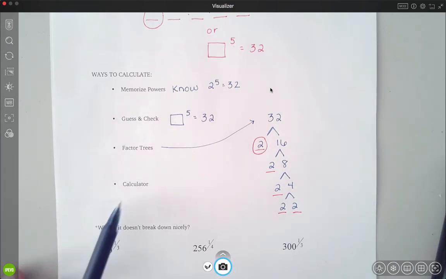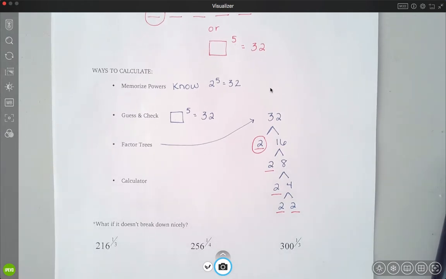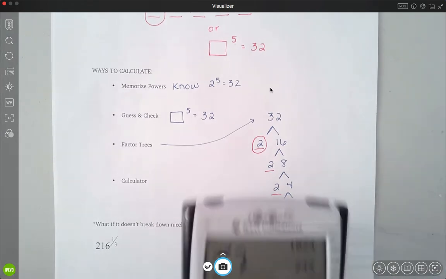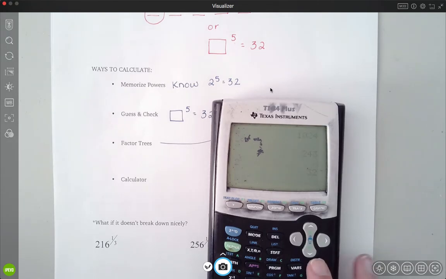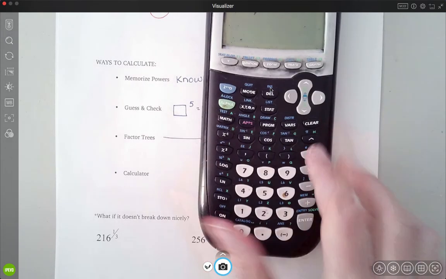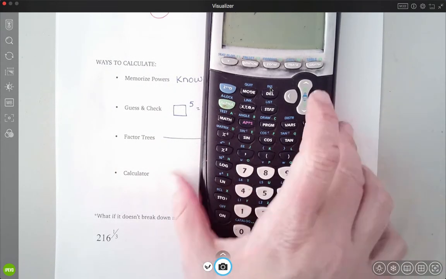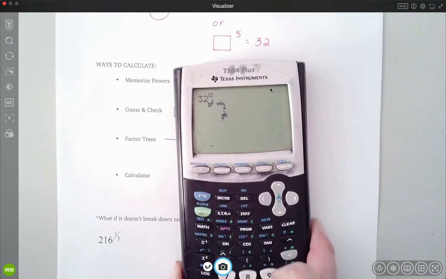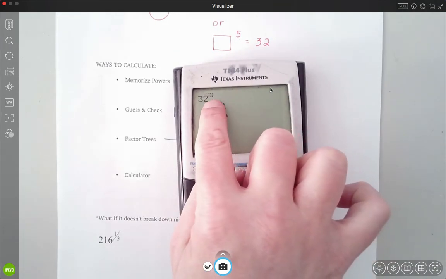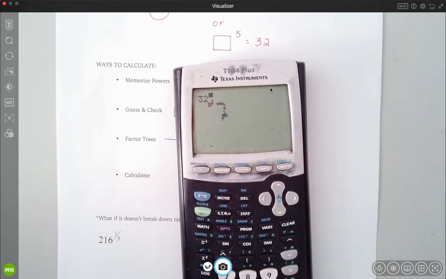And then last but not least, you can do these on the calculator, but there's a reason I saved that for last, and I'll show you in just a minute. So if I wanted to just type in 32 to the power of 1/5, I could do 32 to the power of, so you can see my buttons here, and now on this calculator, because it gave me the cursor up in the corner there, I can just type in 1 divided by 5, and that should give me my answer of 2.